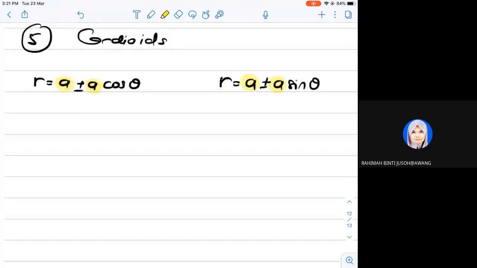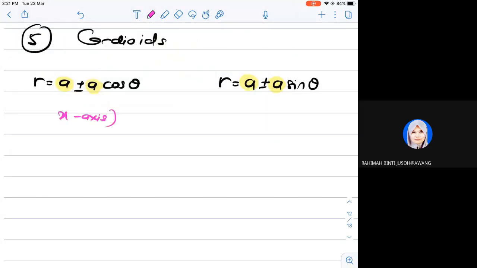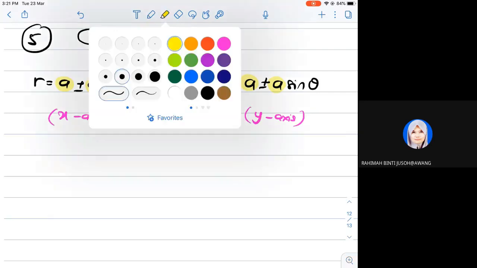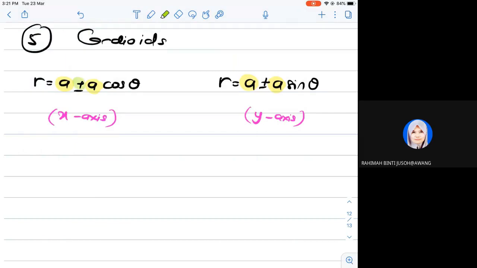So the concept is also the same, guys. If it is cos, it means x-axis, it is symmetric about the X axis. If it is sin, it means it is symmetric about the Y axis. Okay, and then it depends. If the value is positive, for example 3 plus 3 cos theta, the position of the cardioid is on the right side. If the question is written R equals 5 minus 5 cos theta, then minus means the cardioid graph is on the left side. Okay, the same thing happens for sin.